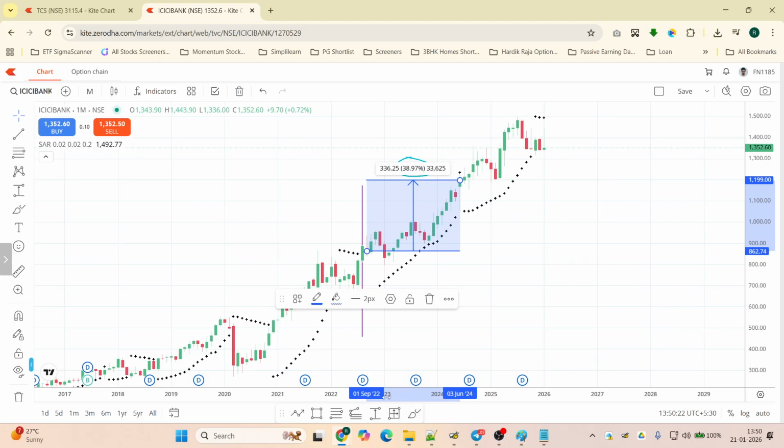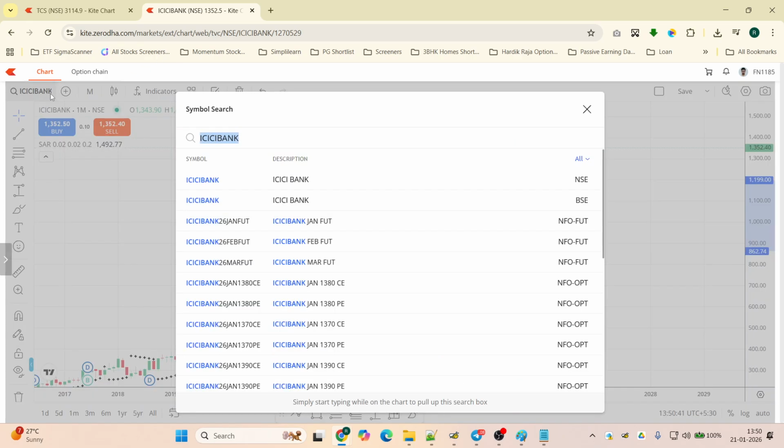If you can see, this is from 1st September 2022 to 3rd June. Like it's hardly 2 years, right? 1.5 to 2 years, because this is on a monthly time frame. So in 2 years you are getting 40%, almost 38%, 39%, sorry, 39% returns, guys. So this is how we trade with parabolic SAR, right?